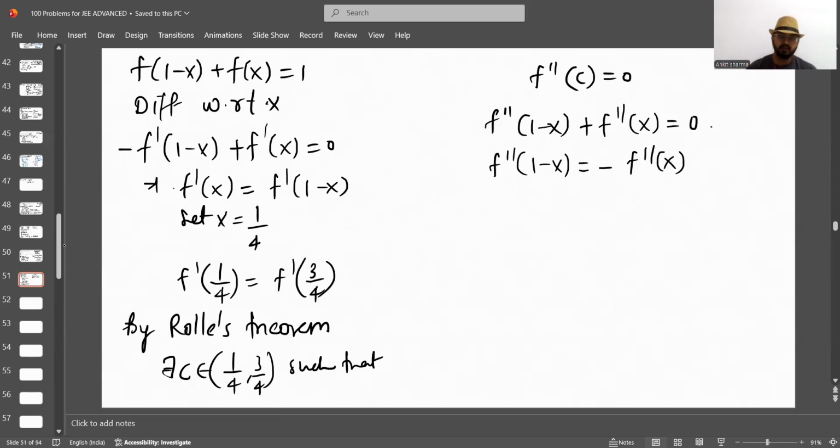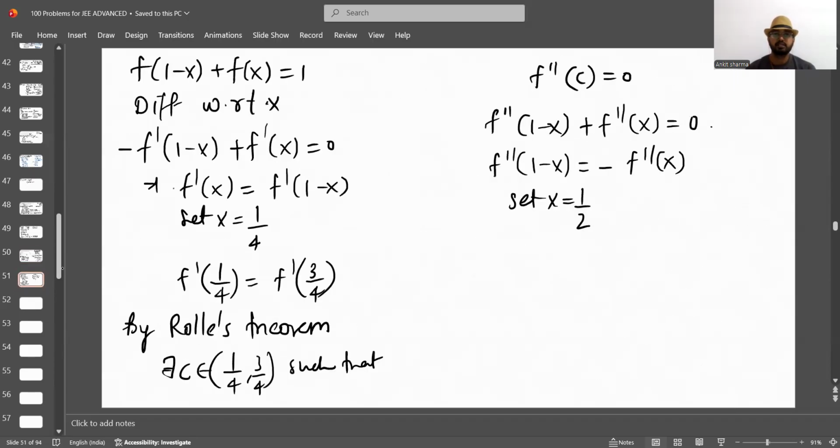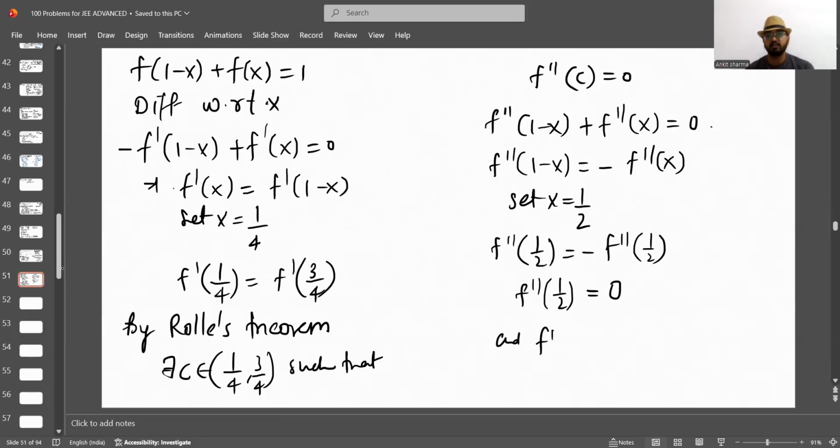And now since the value they have given already, I'll plug in x is equal to half. We need to deal with half to 4 by 5. So set x is equal to half. In this case, I'm going to have f double dash of half is equal to minus of f double dash of half, which means f double dash of half is 0. And they have given that f double dash of 4 by 5 is also 0. So again, I can apply Rolle's theorem. So therefore, by Rolle's theorem.